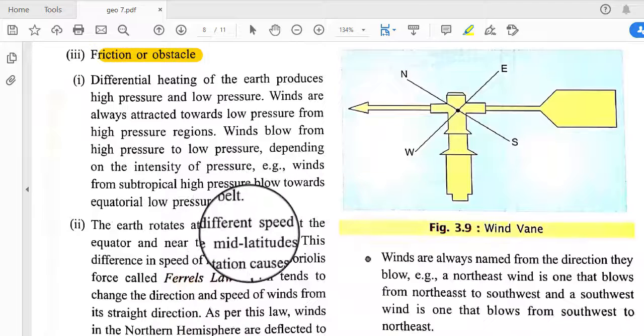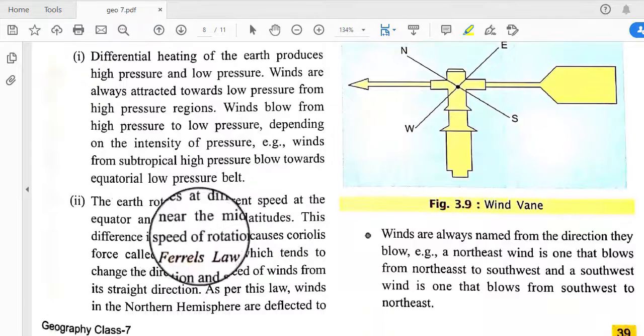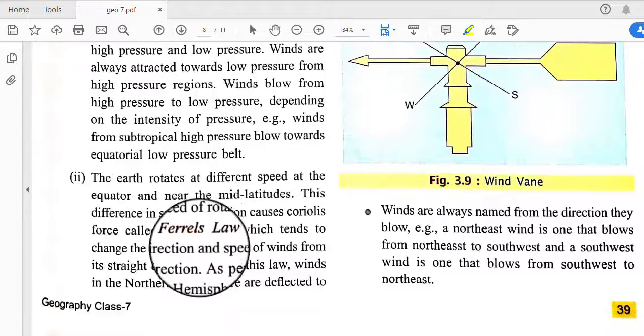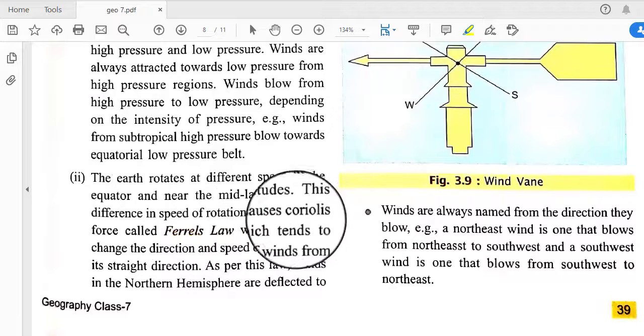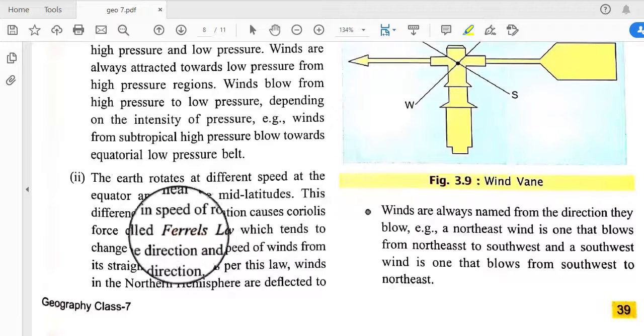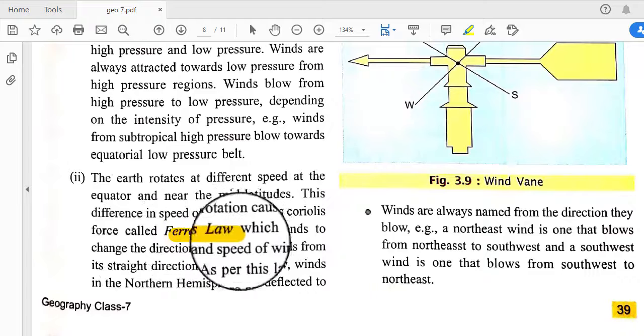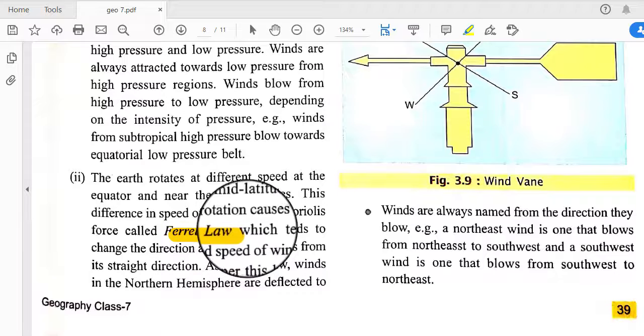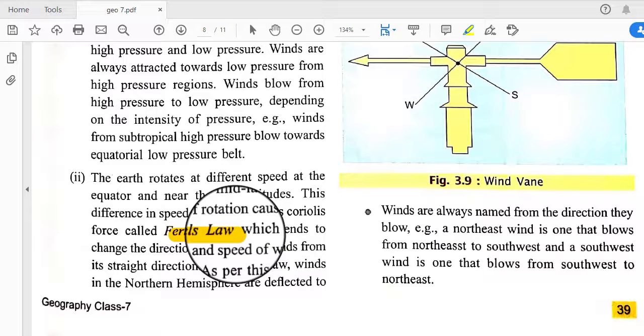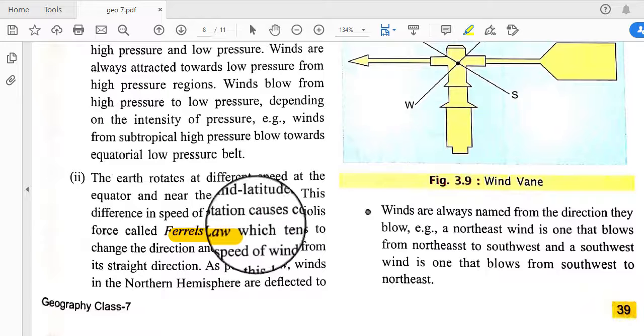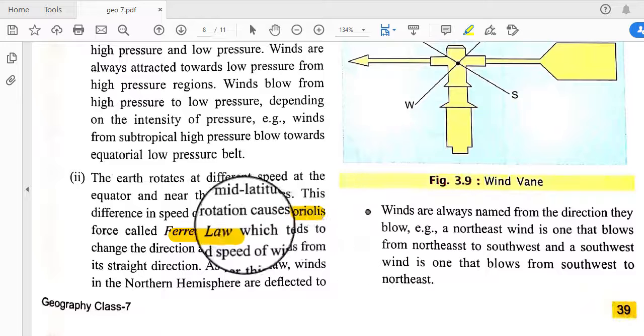The earth rotates at different speeds at the equator and near the mid latitudes. This difference in speed of rotation causes the Coriolis force, called Ferrel's law. So the wind is always blowing from one place to another, maintaining Ferrel's law, or it is regulated, or it is bent towards the pole with the help of the Coriolis force.